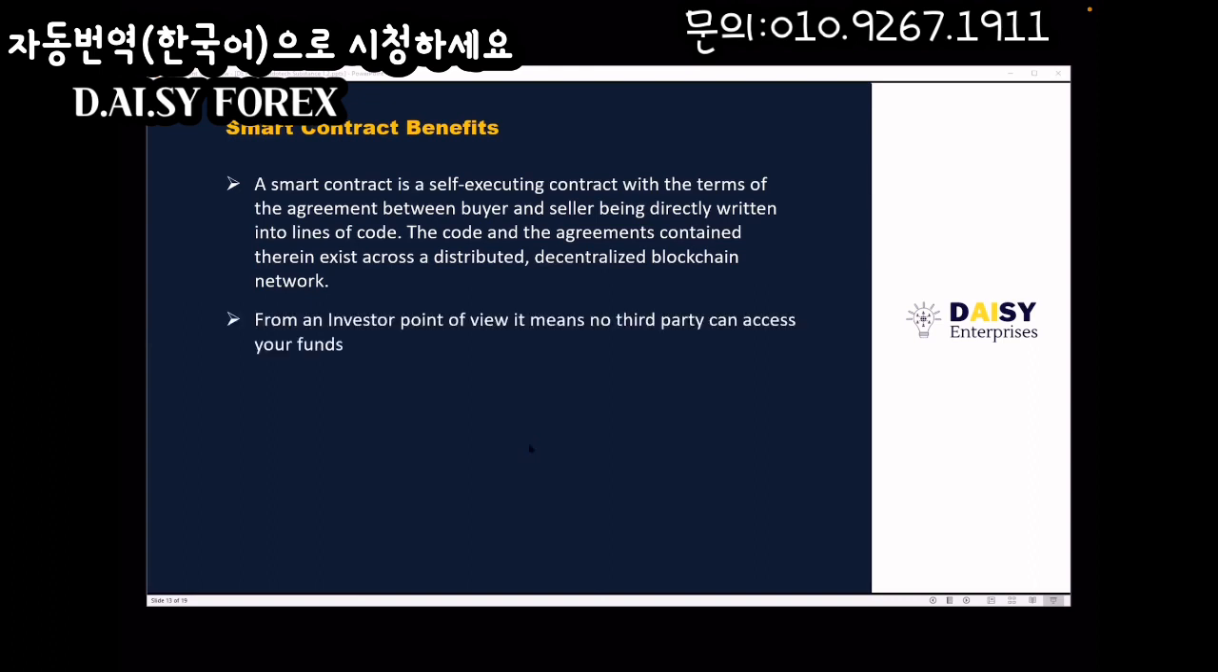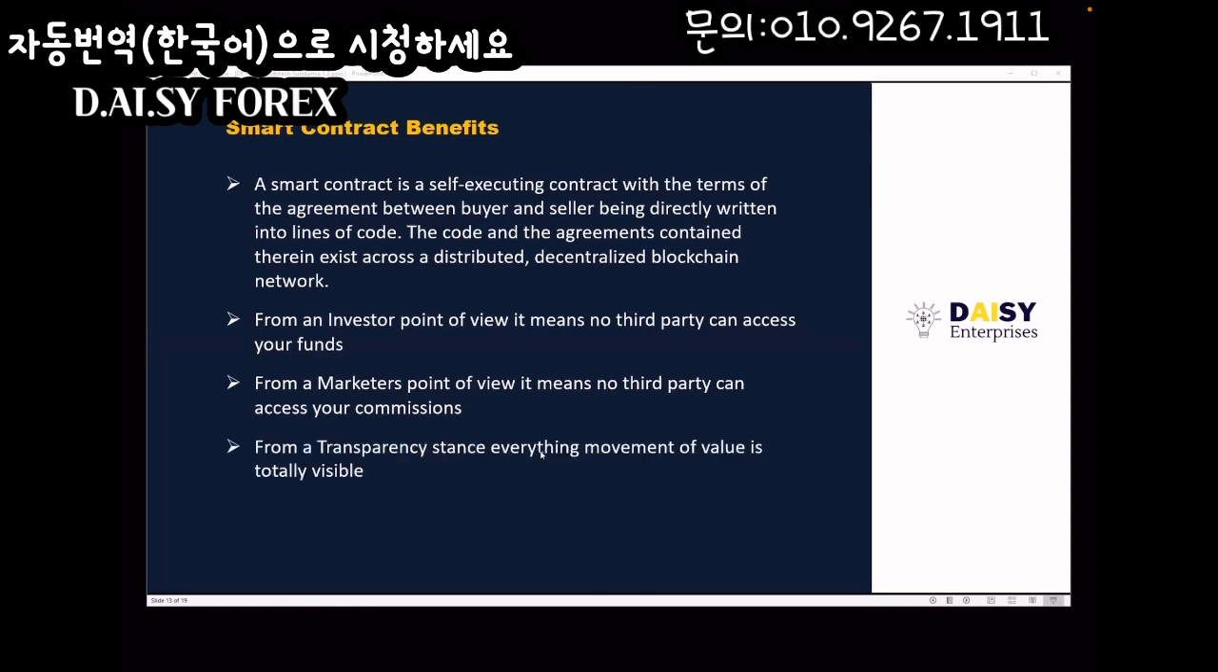So that's pretty cool. From an investor point of view, it means that no third party, i.e. the fundraising arm, can steal the coin that's to go into investment. From a marketing point of view, it means that no third party can steal or access your commissions. And I'm certainly sure no one wants that to happen. From a transparency standpoint, it's fantastic because when you send Tron to the network, there's a transaction ID.